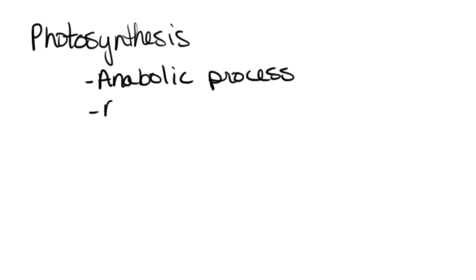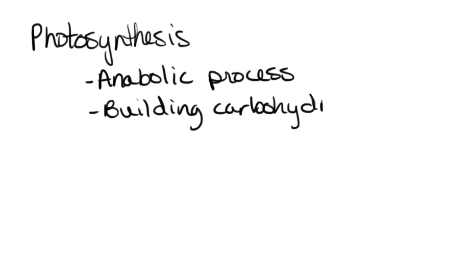Photosynthesis is a very important process for all forms of life because one of the end products is going to be oxygen, which is required for cellular respiration. Photosynthesis is an anabolic process, so we are going to be building molecules, specifically carbohydrates. Since this is anabolic and we're building large complex molecules, we're going to require energy, and so we're going to use light energy to do that.